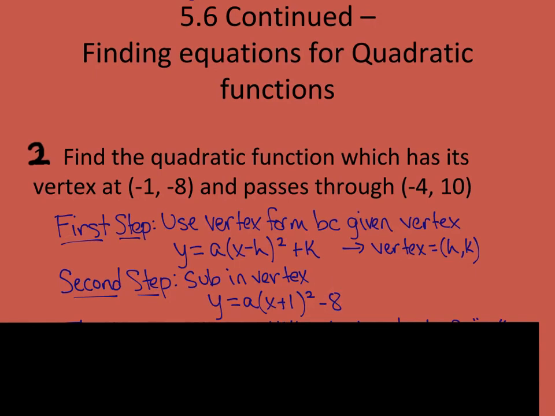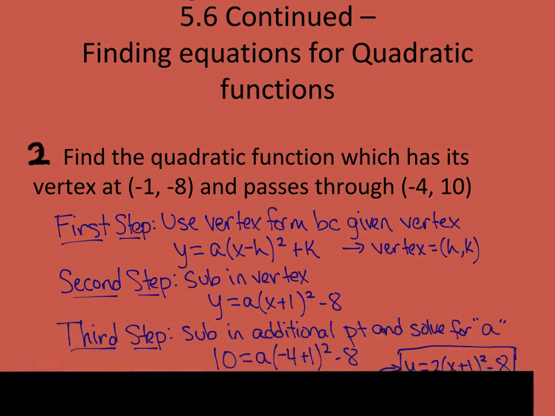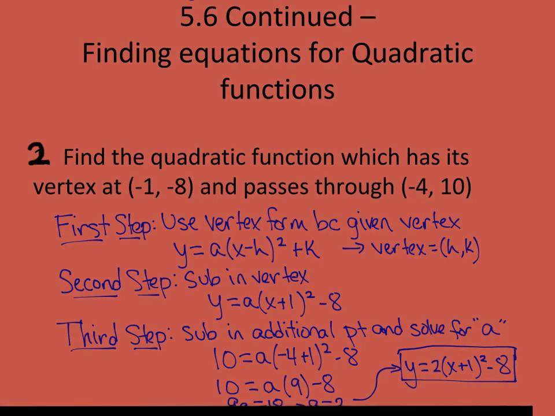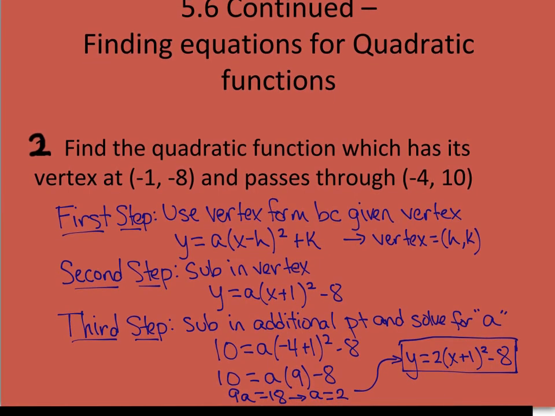So just like we did in the last example, now I need to solve for a. So we have our vertex filled in, and I'm going to now use the second point that I was given, which is (-4, 10), and this is my x value, negative 4, so I'm going to replace x with negative 4, and I'm going to replace y with 10. And so that's our third step, to substitute in the additional point and solve for a. So again, you can write that into your notes. You'll notice, let me get the laser here, that my y value is 10, my x value is negative 4, and now I'm solving this. Careful with your order of operations.